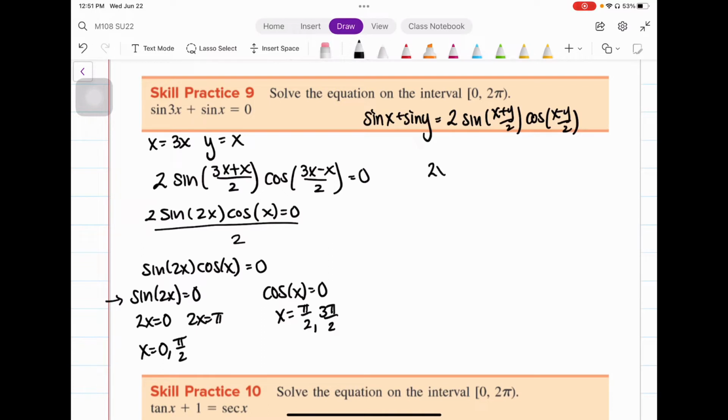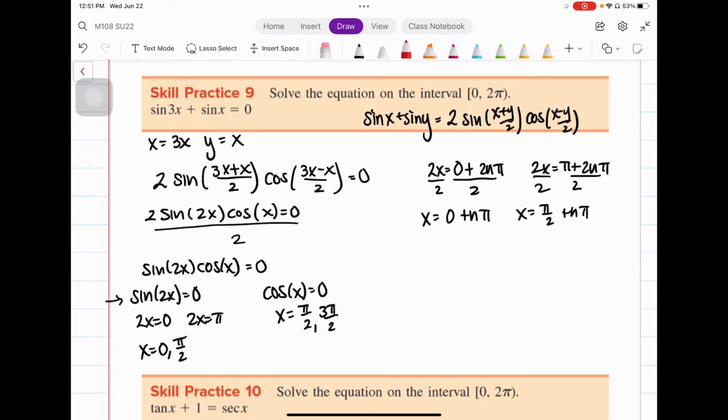That's saying that 2x equals 0 plus 2n pi, and 2x equals pi plus 2n pi. Dividing through by 2, I have x equals 0 plus n pi, and x equals pi over 2 plus n pi. So let's find all of the values from 0 to 2 pi. If n equals 0, then I get x equals 0, x equals pi over 2. We've already found those values. But what about when n equals 1? What are the next values that we get? Then we get 0 plus pi, which is pi, and we get pi over 2 plus pi, which is 3 pi over 2.